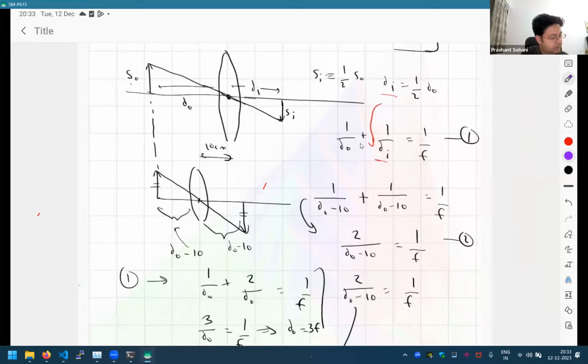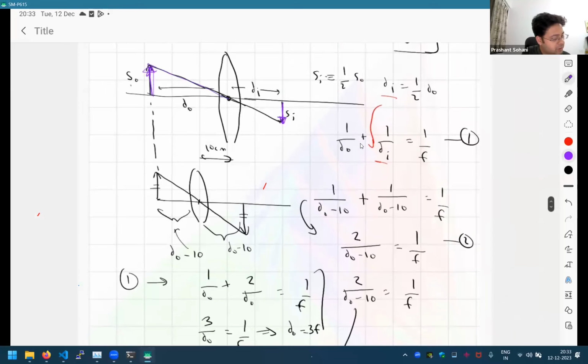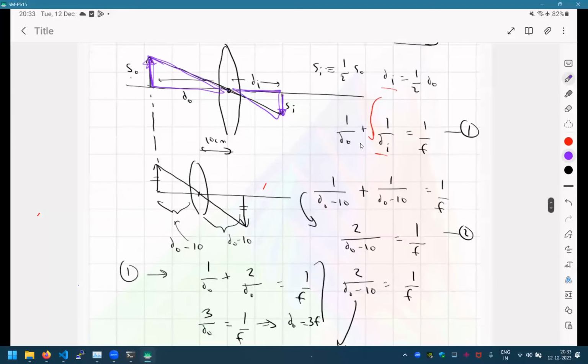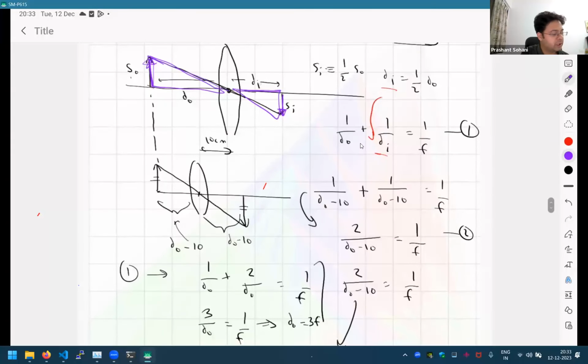Sure, because what is given is SO. We are not given the information in terms of the distances, but we are given in terms of the size, right? What is given is that SO, the original object, is twice the size of the image. But do you see these are similar triangles? This triangle is similar to this triangle. So by similarity, if SO and SI have the ratio 2 is to 1, even DO and DI will have the same ratio, right?